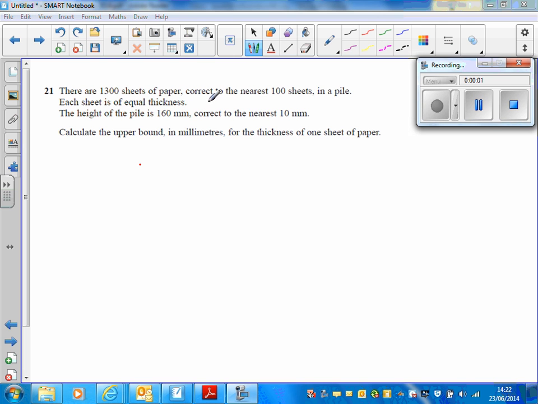To start this question, I'm going to work out the upper and lower bounds for the information that I've been given. So I know that I've got a pile which contains 1,300 sheets of paper. Let's call that n, and the number of sheets of paper is correct to the nearest 100.